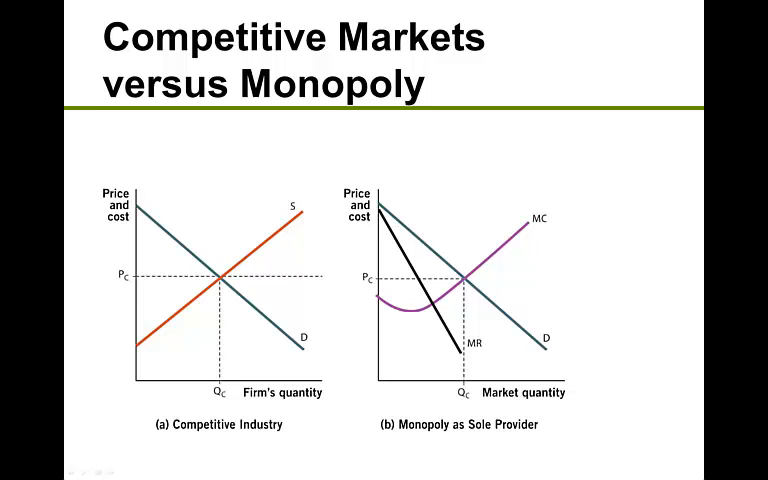Now, if you remember from a few slides earlier, this is not where a monopolist produces. A monopolist chooses a quantity where marginal cost is equal to marginal revenue. So that's here.